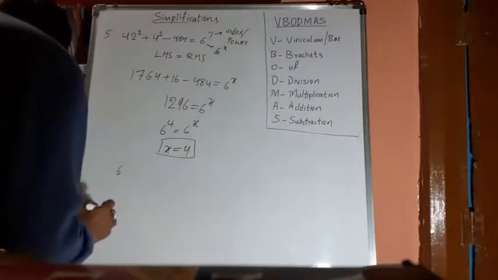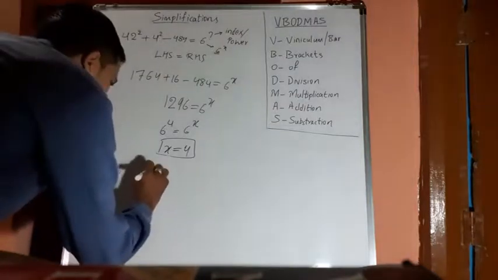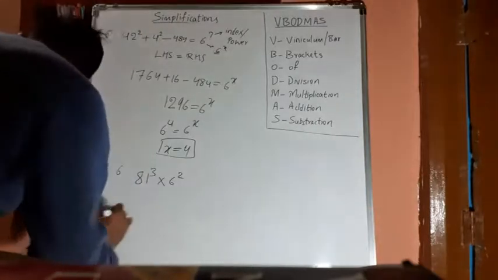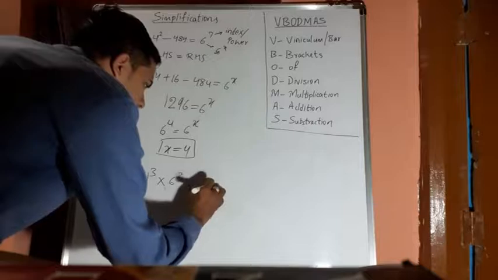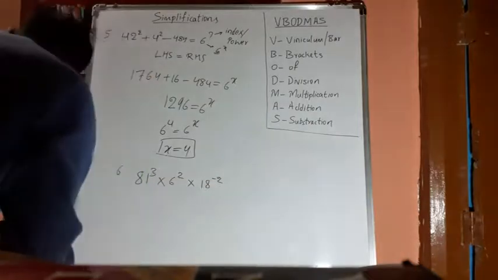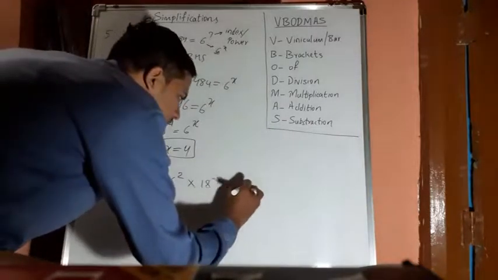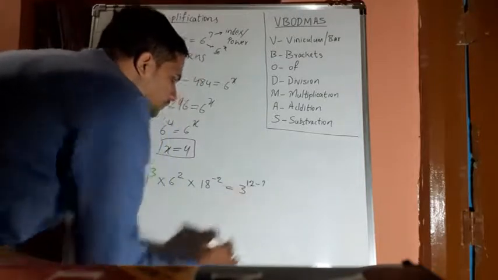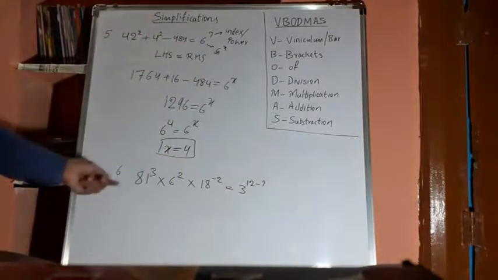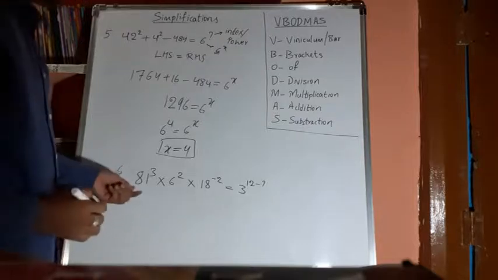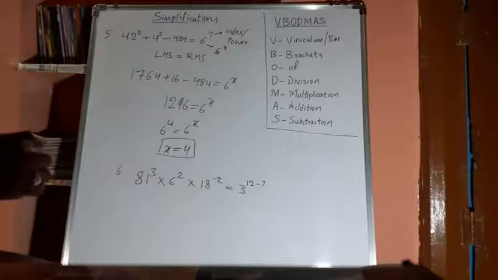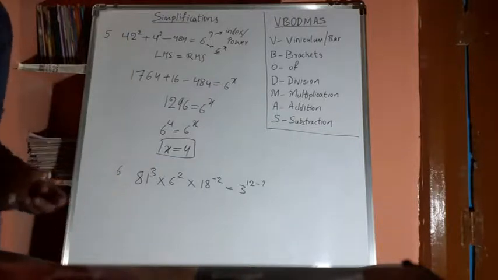81 cube into 6 square, 18 raised to minus 2 is equals to 3 raised to, right? So friends, take this example as your homework. Try to solve it and comment it down in the comment section, right? I will see, and suppose if you are not able to solve, in the next class I will tell you how to do it.